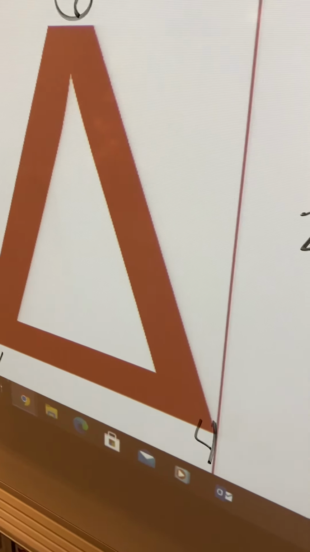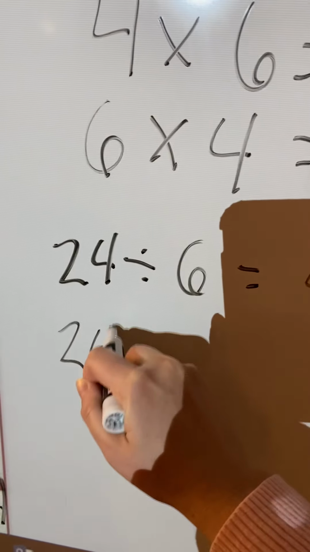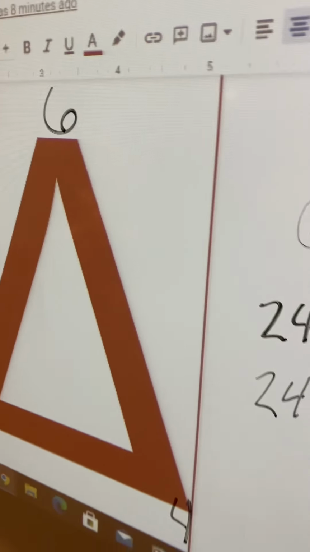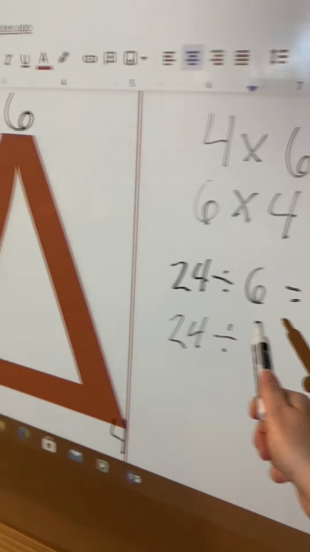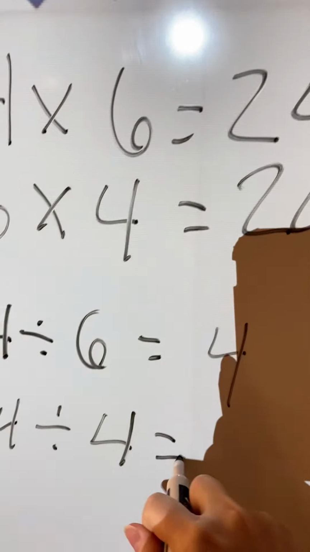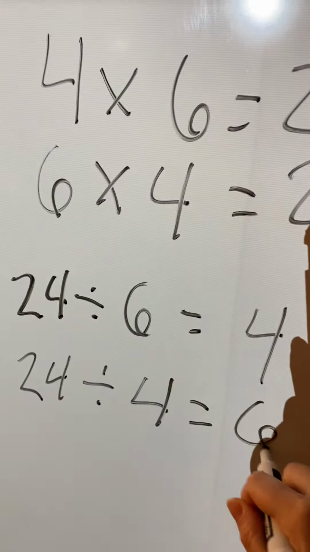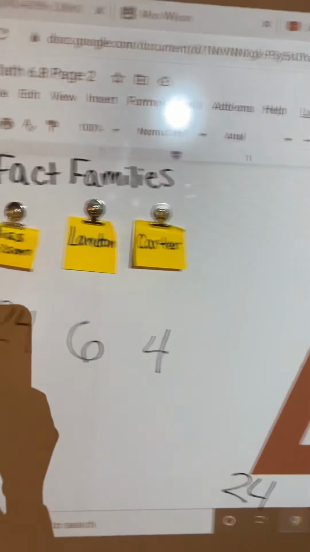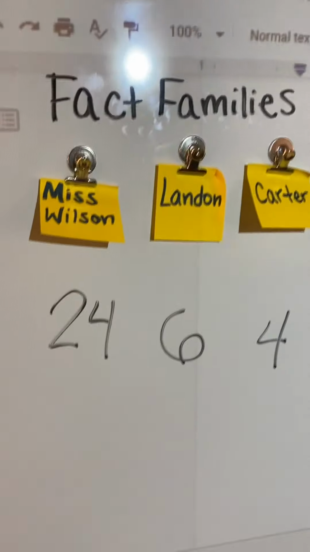Well, let's go the other way. 24 divided by, we're not dividing by 6 this time. So we did that here. We're dividing by 4 equals 6. So either way, okay, in the multiplication or in the division, it's the same 3 numbers.